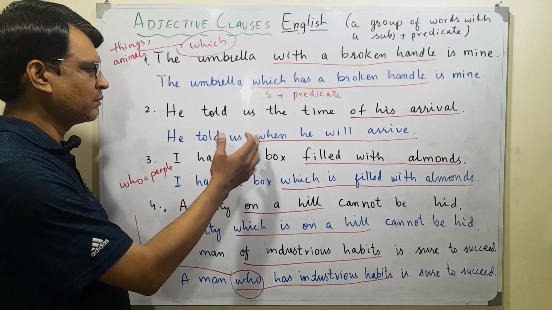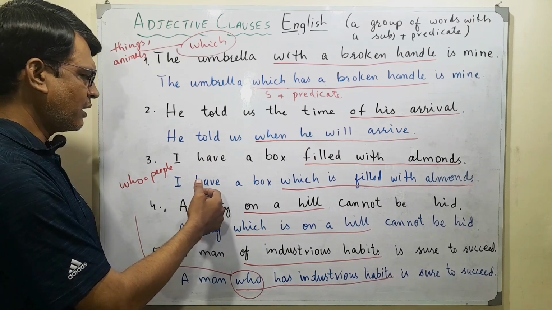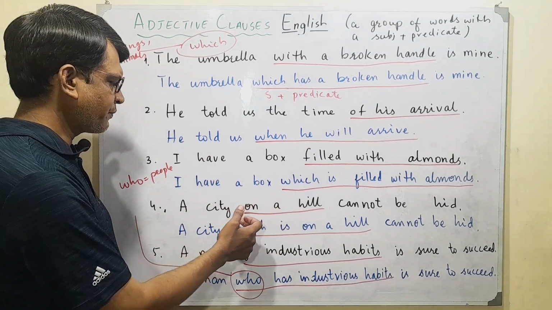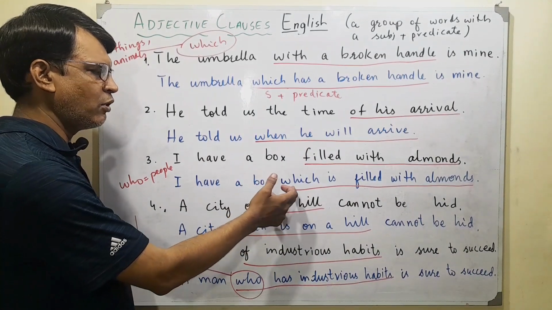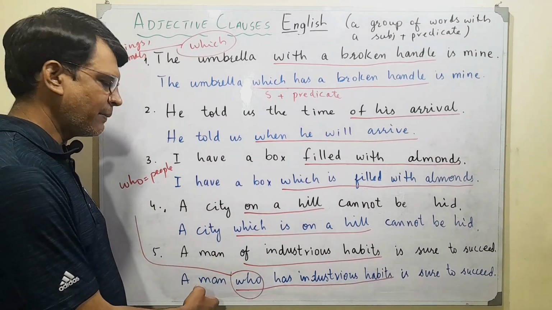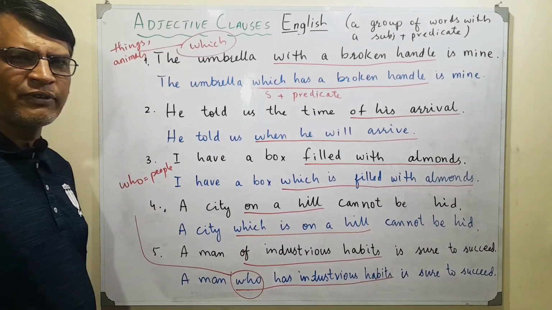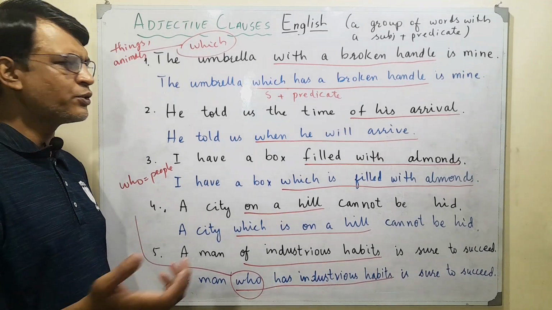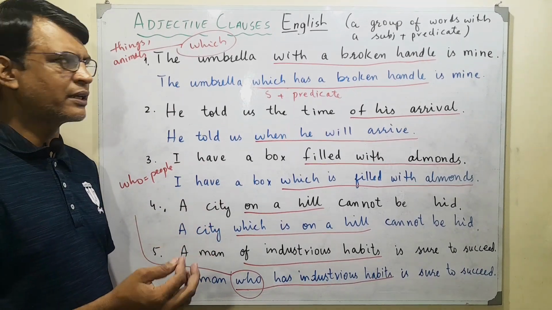He told us when he will arrive, that will not change. I have a box which, or I have a box that, or a man who, or a man that. But that is a variation. It is better to use which and who so that things are clear.